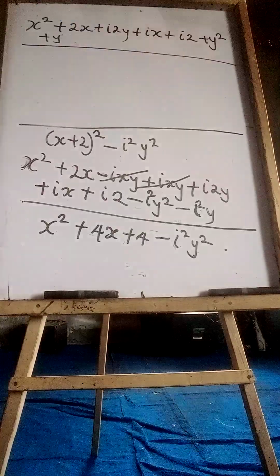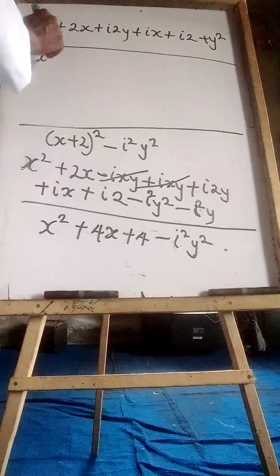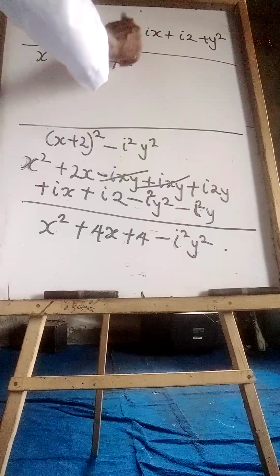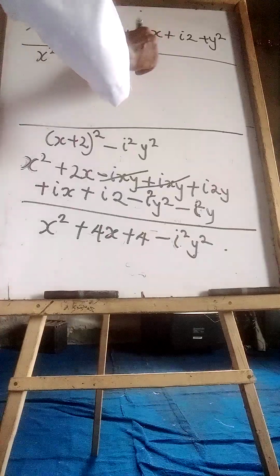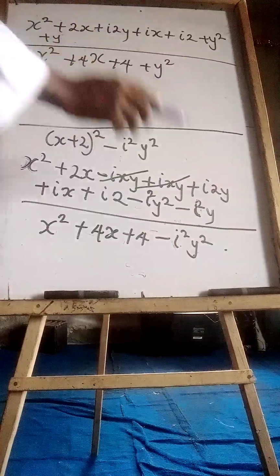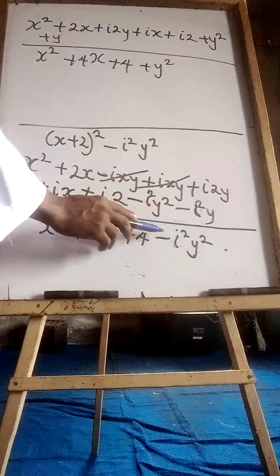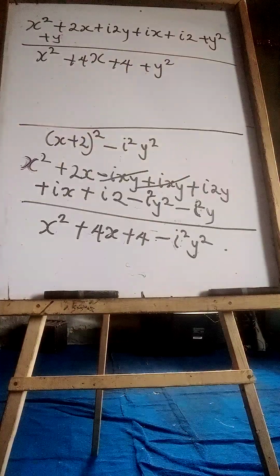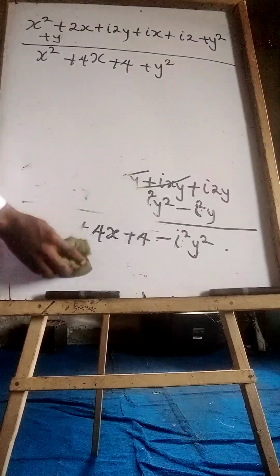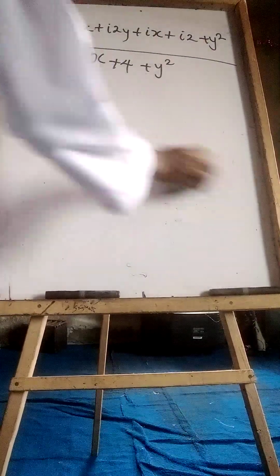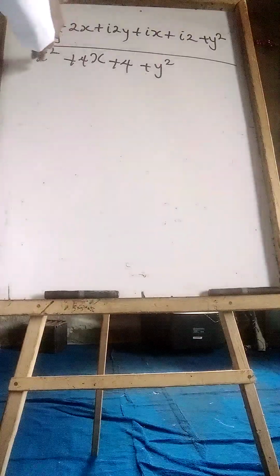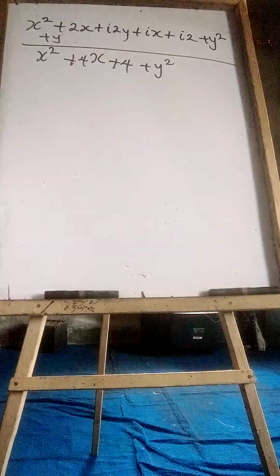All over x squared plus 4x plus 4 plus y squared, because i squared will become negative 1. Negative 1 times negative, that will be positive y squared. Do not forget that from the information in the question, we are told that the given expression is purely imaginary. So that means I'm going to separate the numerator and the denominator into real part and imaginary part.